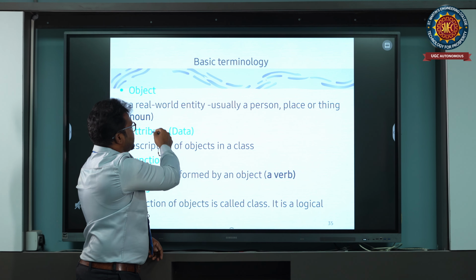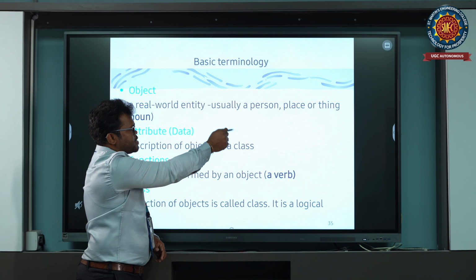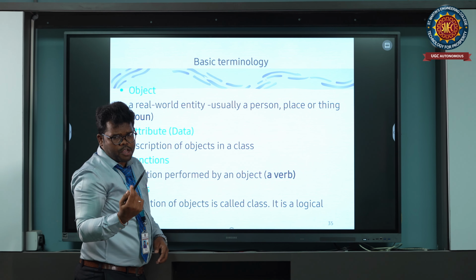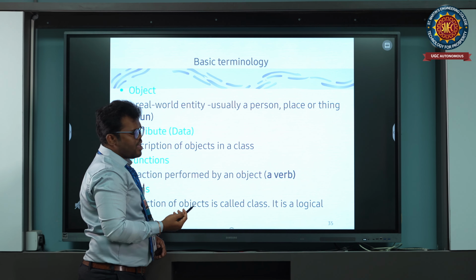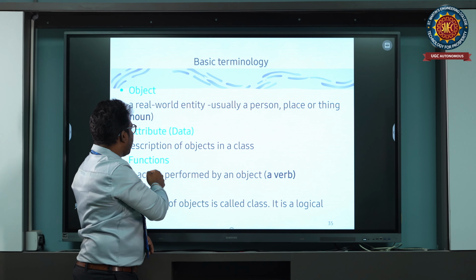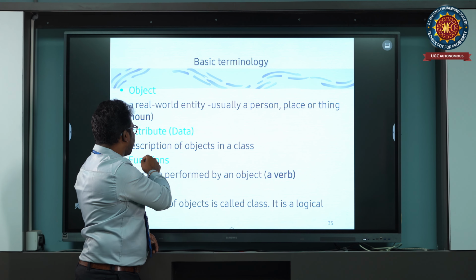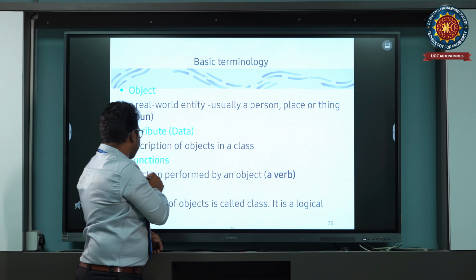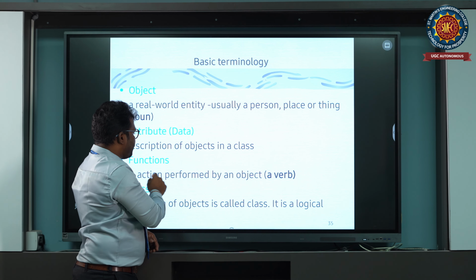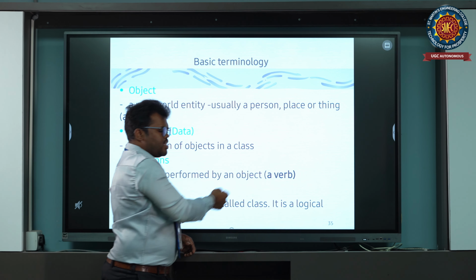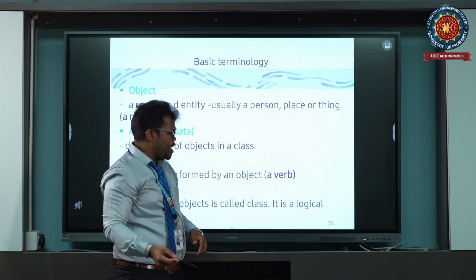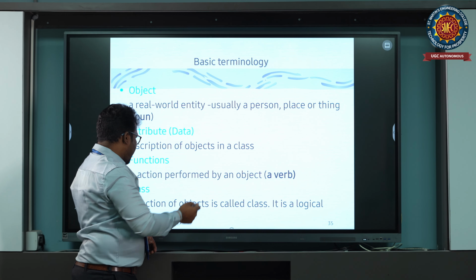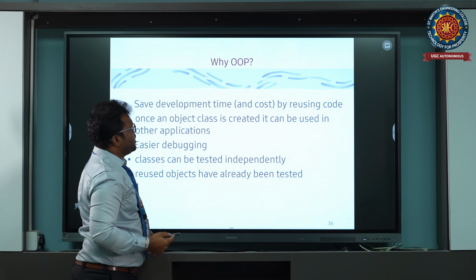Object: it is a real world entity, usually a person, place, or thing, or chalk piece, or pen, or chair, or mobile. These are all objects. Then attribute: data description of objects in a class. Then function: a function performed by an object, this is a verb. And class is a collection of objects, and it is a logical entity.